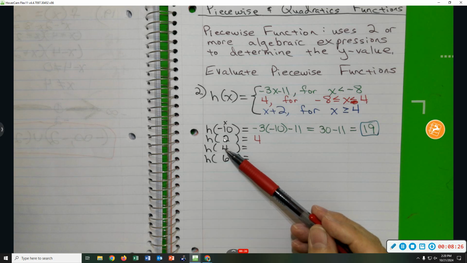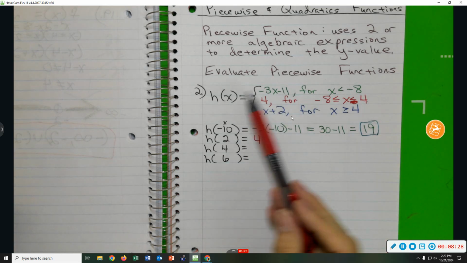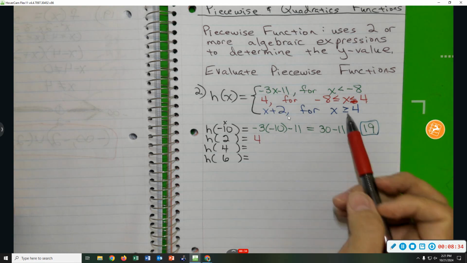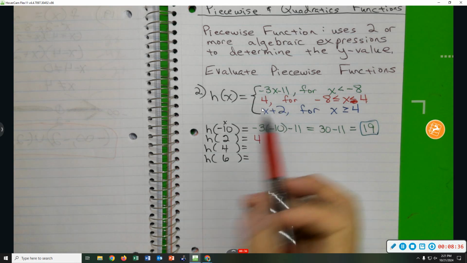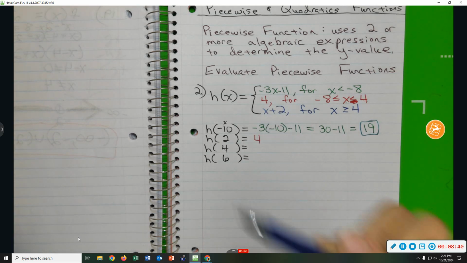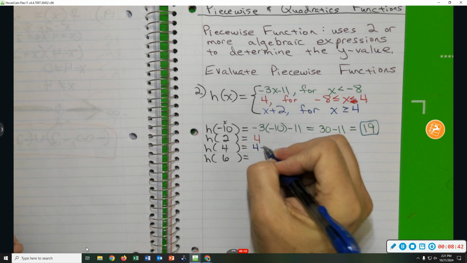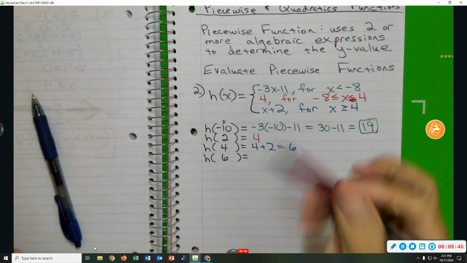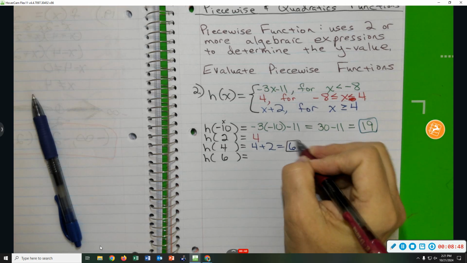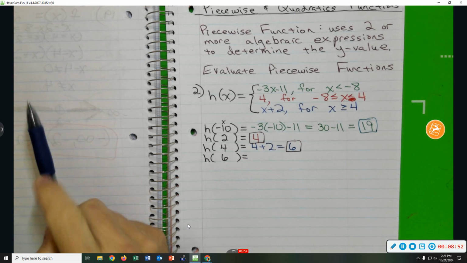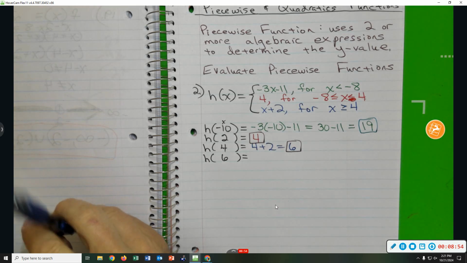Okay, x is 4. Which one of these pieces allows x to equal 4? The blue one. Notice there's the equality. So we're using the blue piece. You plug in 4 for x. You get 4 plus 2. So the y value is 6. And I should have boxed in that previous answer also. Any questions on my logic?